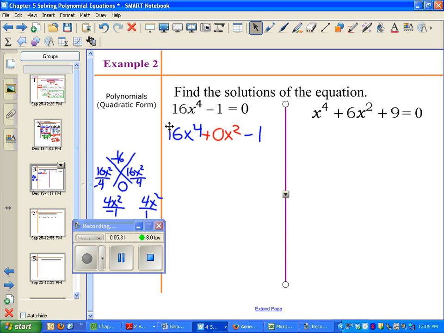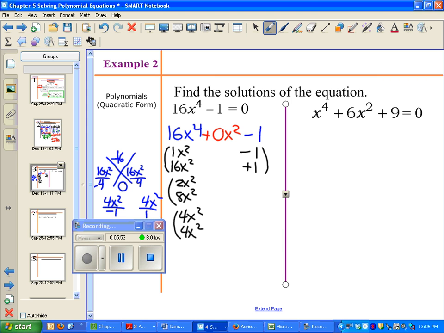If I write the factors, then I would have 1x squared and 16x squared. I would have 2x squared and 8x squared. And I would have 4x squared and 4x squared. And then this would be 1 and 1, right? And I have negative 1, so when I multiply, one has to be positive, one's negative. And then here are my factors. So let's see, we have 4x squared minus 1 and 4x squared plus 1 either way. And those are equal to 0.